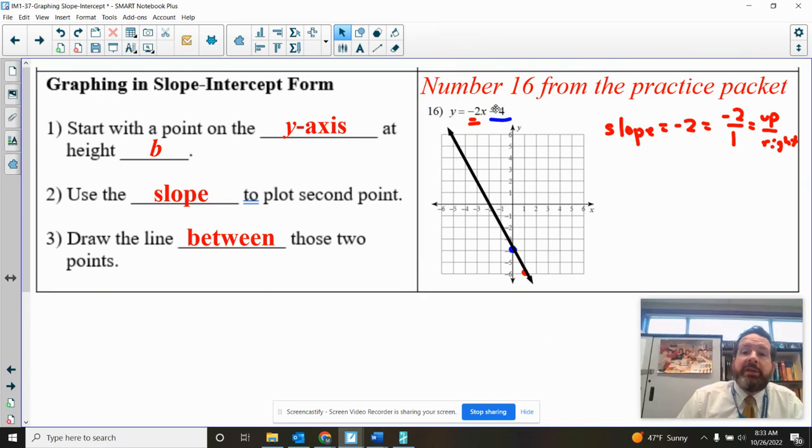So quick recap. Look at the y-intercept of your equation for your starting point. Use the slope to tell you how to move to another point and then draw the line between them.